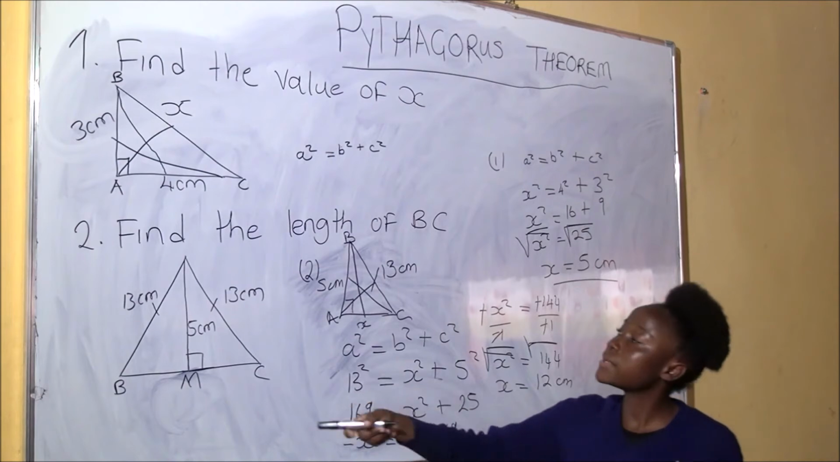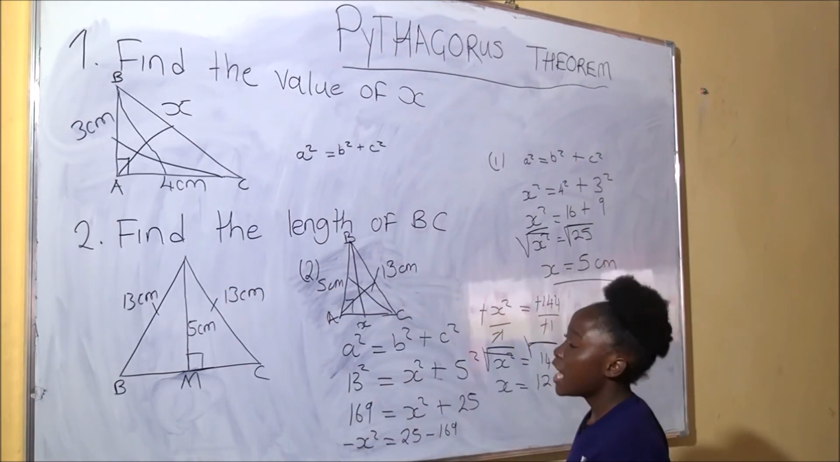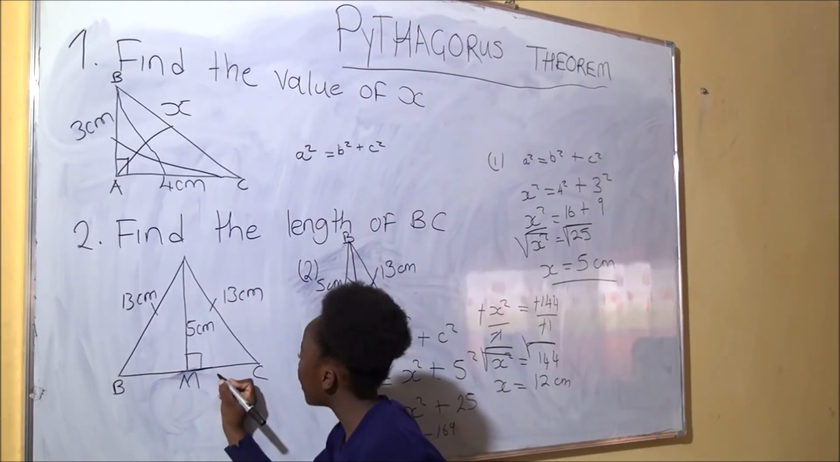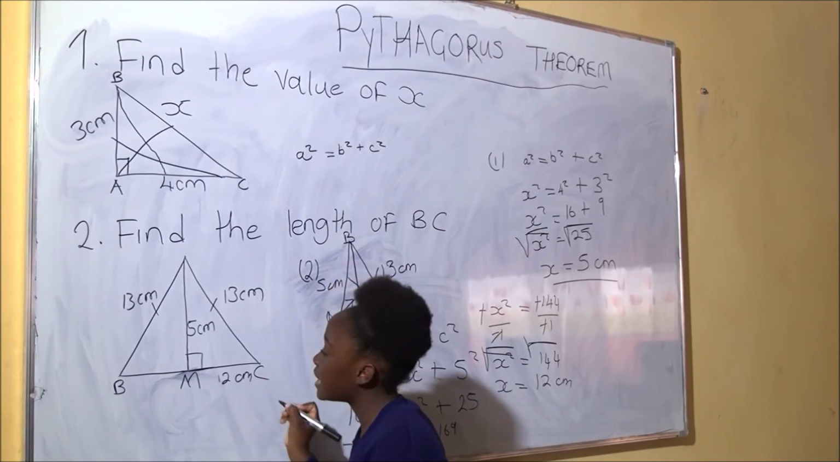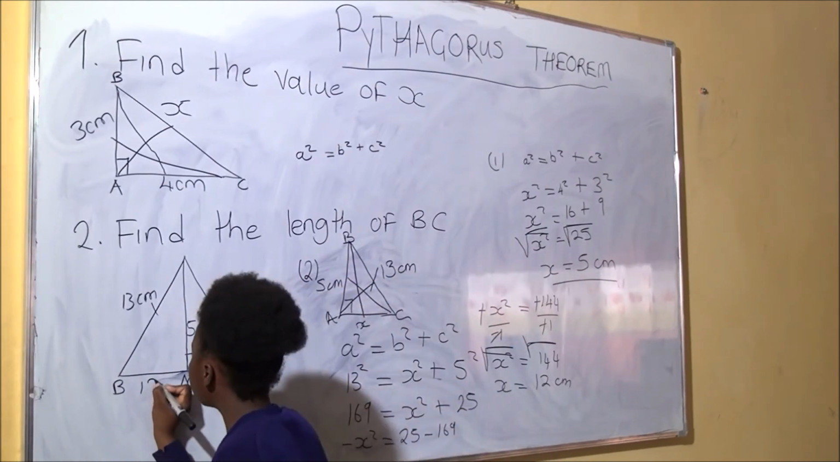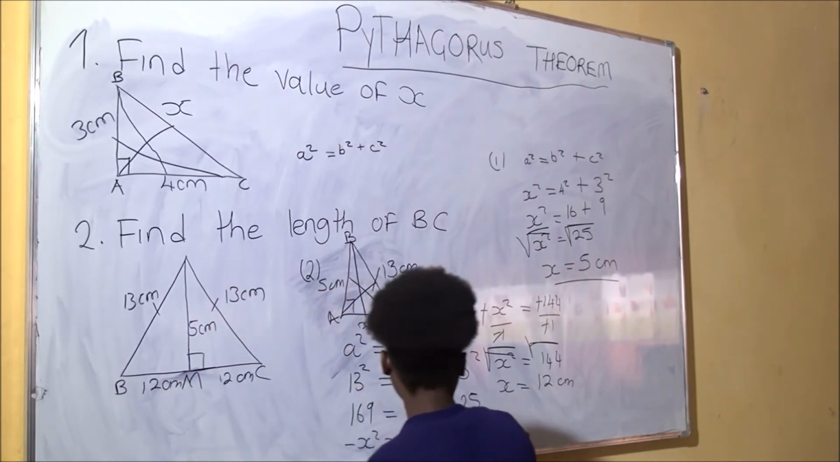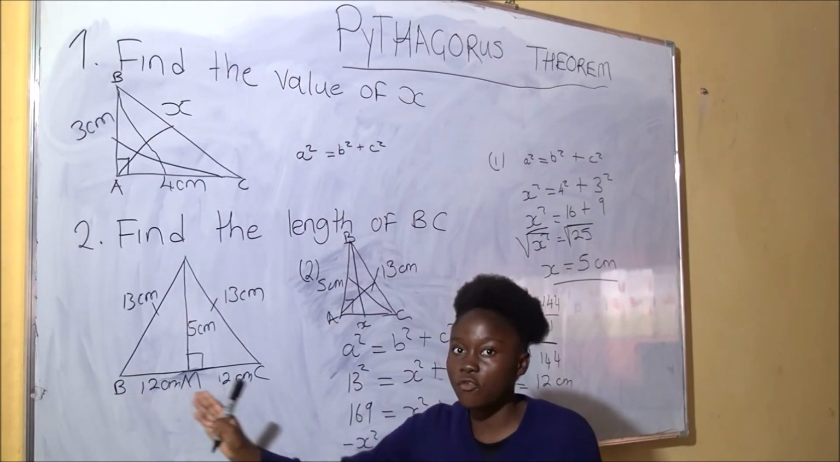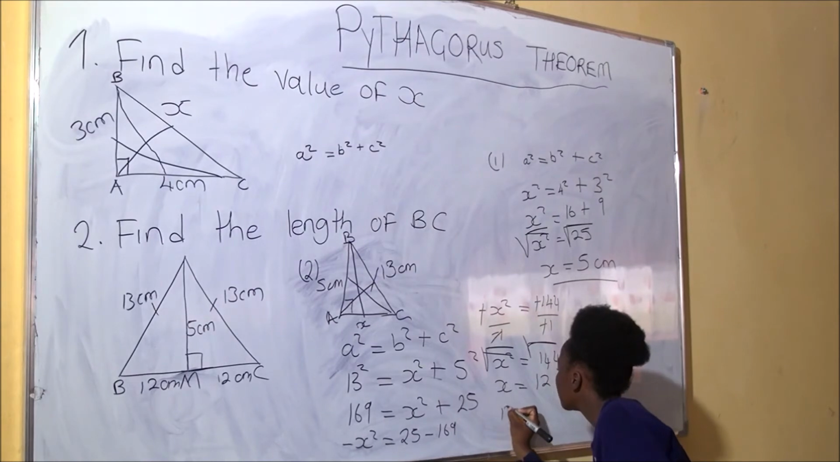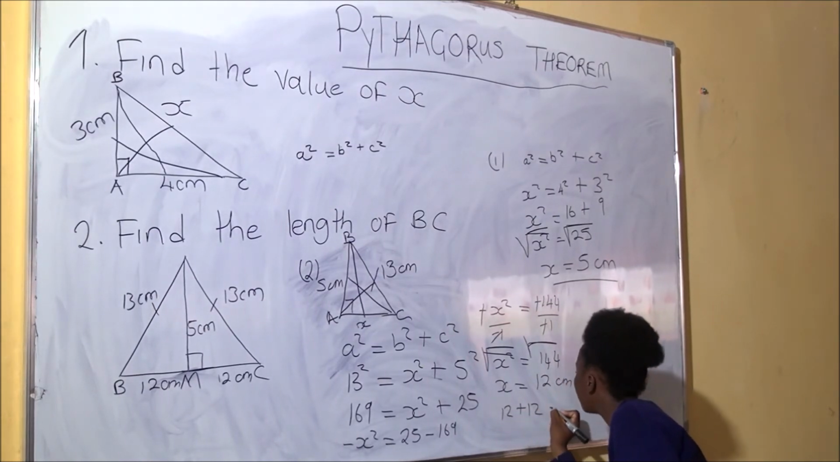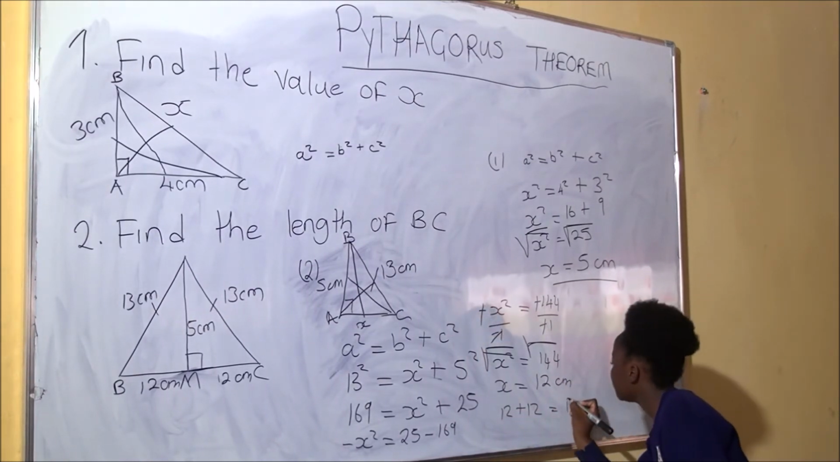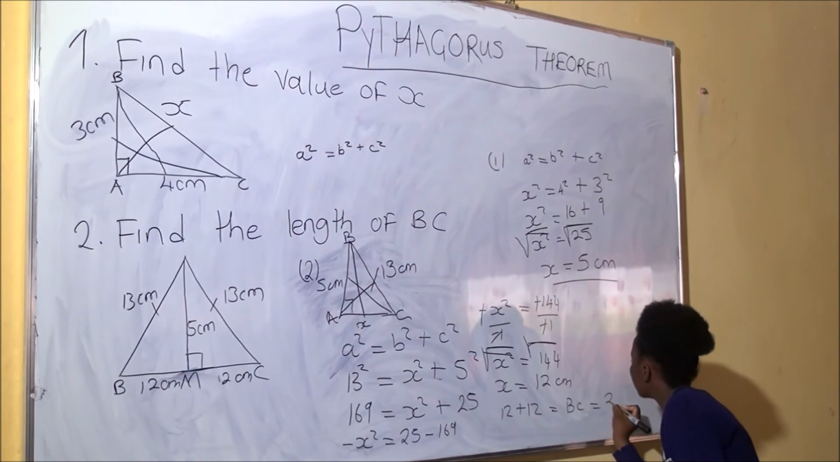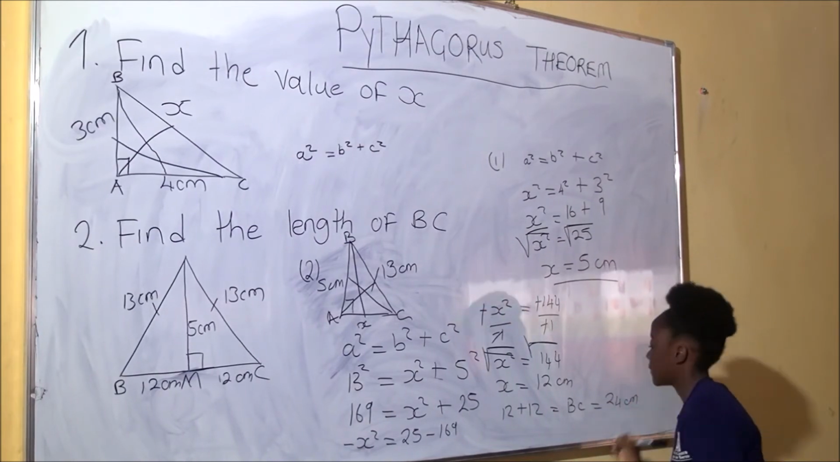The question says, find the length of BC. If here it's 12 centimeters, it means that even this side will be 12 centimeters. So therefore, this 12 centimeters will be added in order for us to find the length of BC. We'll add 12 plus 12, which equals 24. BC is equal to 24 centimeters.